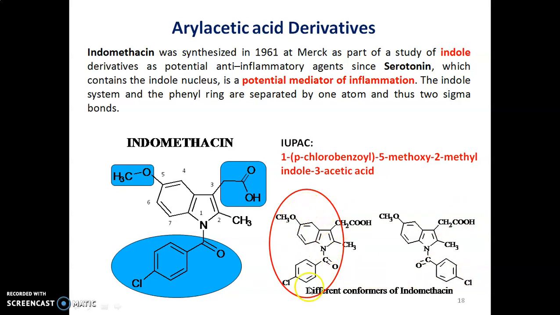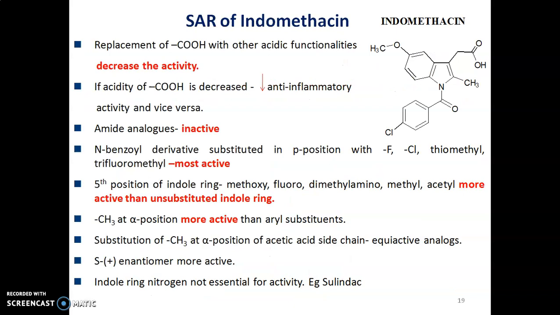The one which is indicated in red ring is the correct conformer of indomethacin because we can see here the methoxy group and the para-chlorobenzoyl group lie in same plane. So, that's why that is the correct conformer. Let us discuss the SAR of indomethacin.